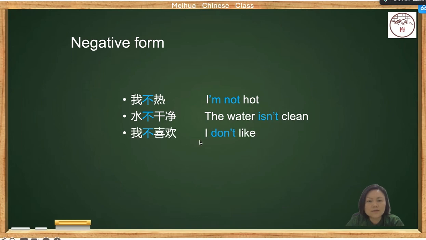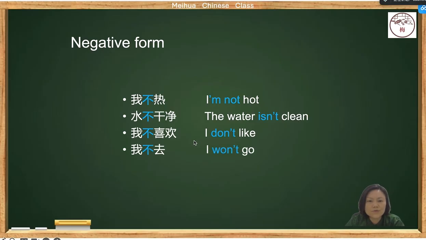The third one is about a verb. 我不喜欢. 喜欢 is a verb, means like, love. 我喜欢, I like. How about the negative way? 我不喜欢. Okay, it's between the subject and the verb. But in English, can we say I not like? Of course we cannot. We should use a helping verb do here. I don't like, and he doesn't like, she doesn't like, right?